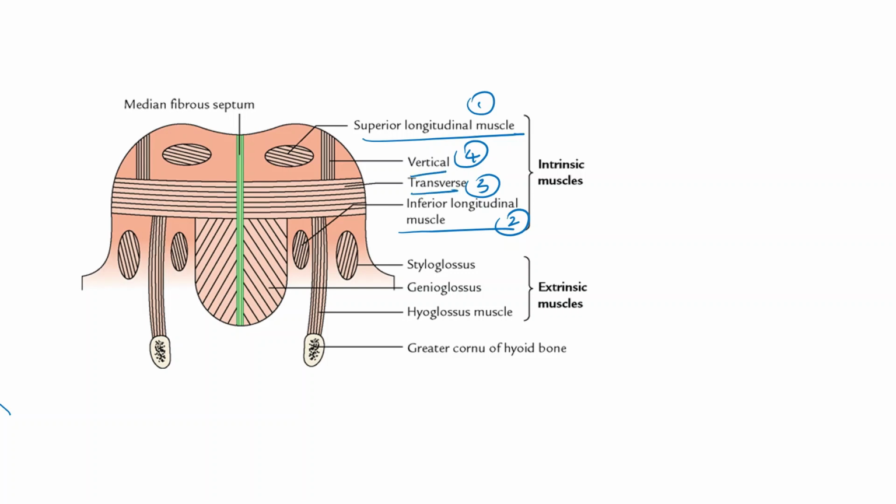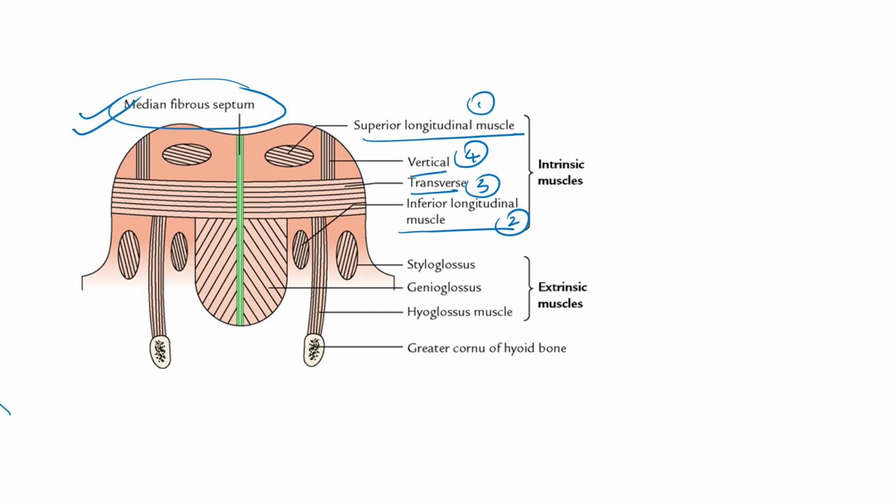All the muscles of the tongue are arranged on either side, where the tongue is divided into two symmetrical halves by the fibrous septum, which is called the median fibrous septum. The median fibrous septum is present within the substance of the tongue, dividing the tongue into two equal halves.